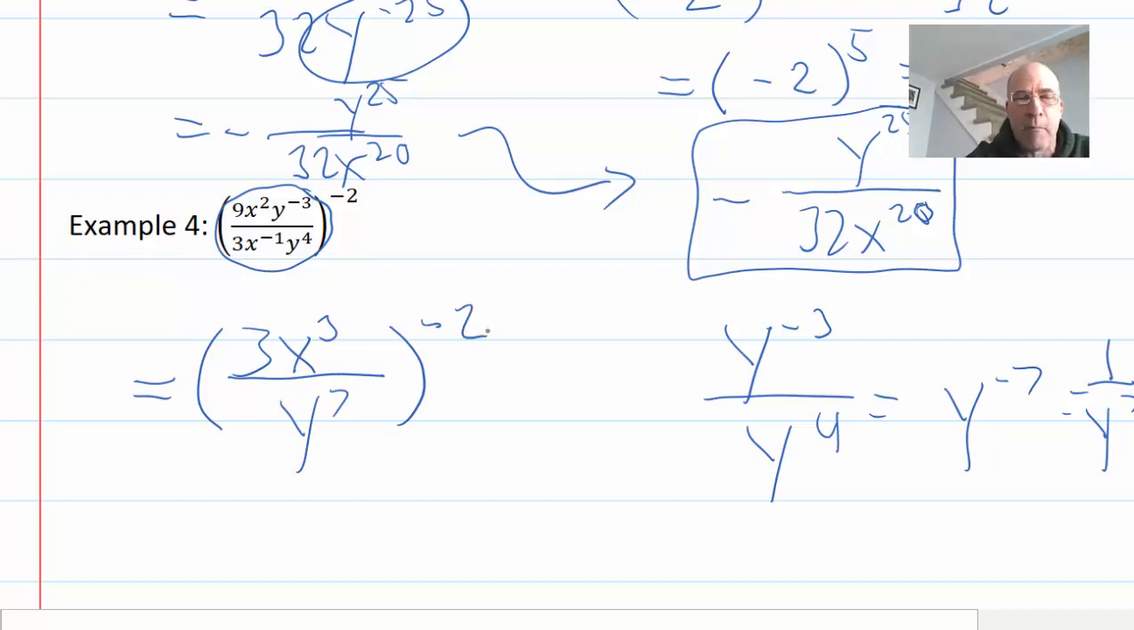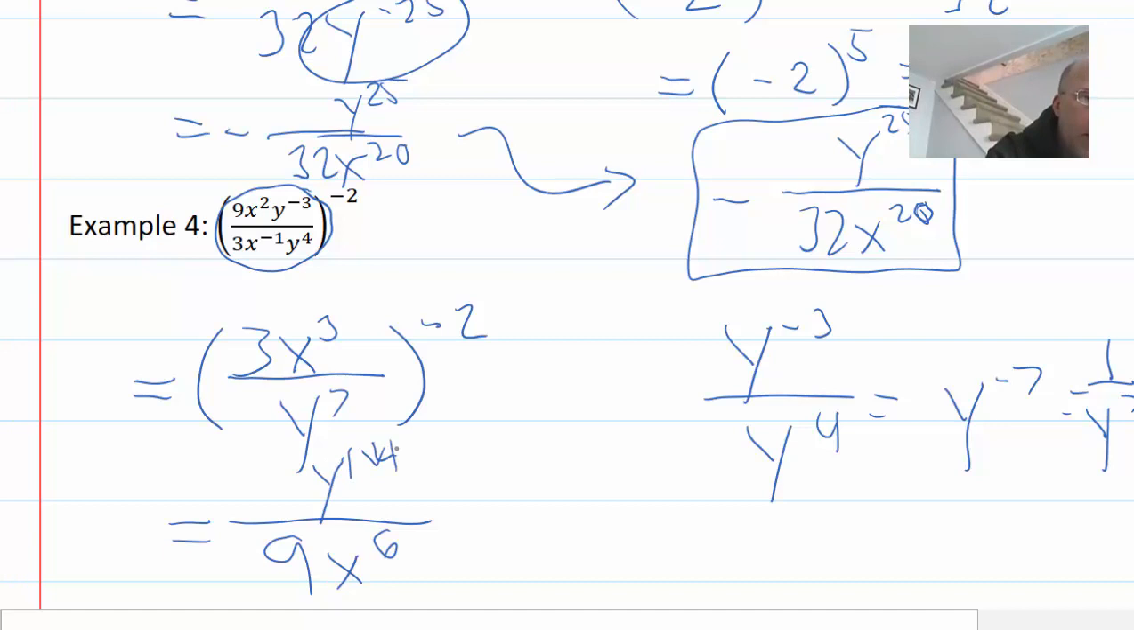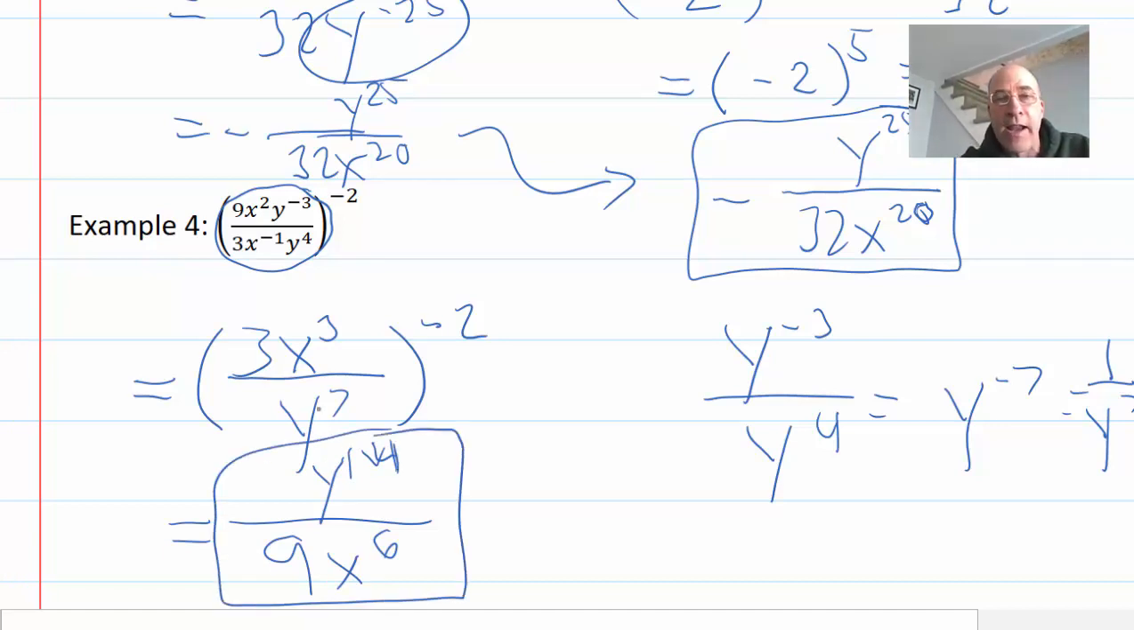And it's all being raised to negative second power. The negative second power means we're going to square everything and we're going to take the reciprocal. And I think we can do both of those things at once. 3x cubed, when I square that, I will have 9x to the 6th. It now moves to the denominator. Y to the 7th squared is y to the 14th. Negative exponent means it moves to the top. It's y to the 14th there. So I have y to the 14th over 9x to the 6th.